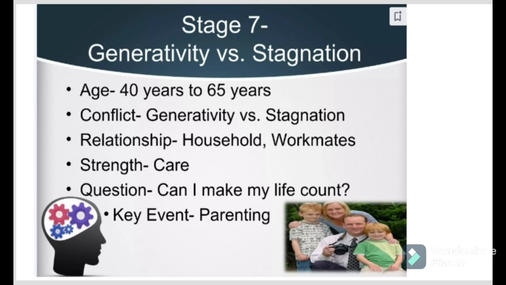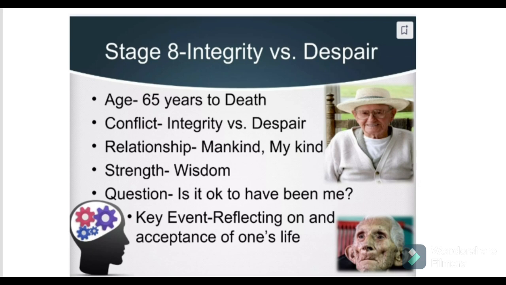The last stage is integrity versus despair. This stage is associated with old age. If in the previous stages a person has developed all positive things, then from all those positive stages it leads to integrity. He will get wisdom. A person will have life assurance, he will be happy, he will have confidence, and he will have peace. But if in previous stages there was negativity, then it will lead to despair.